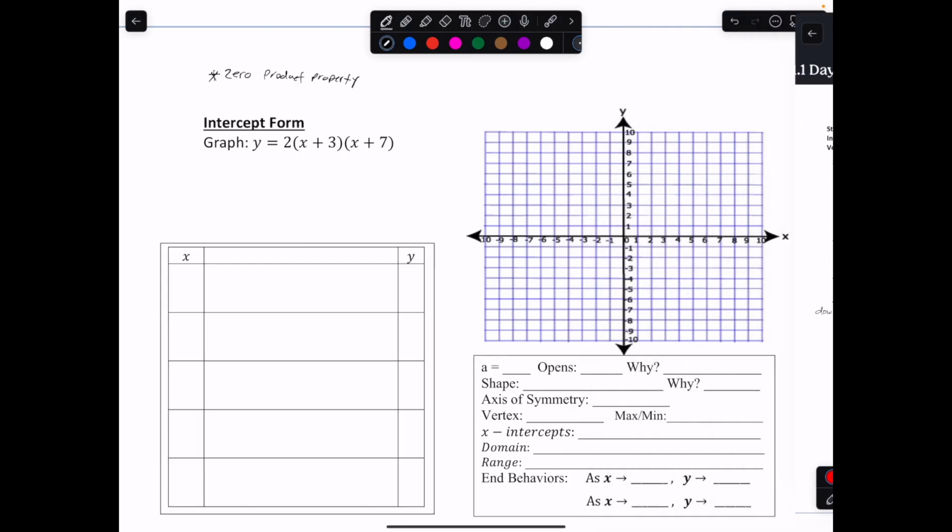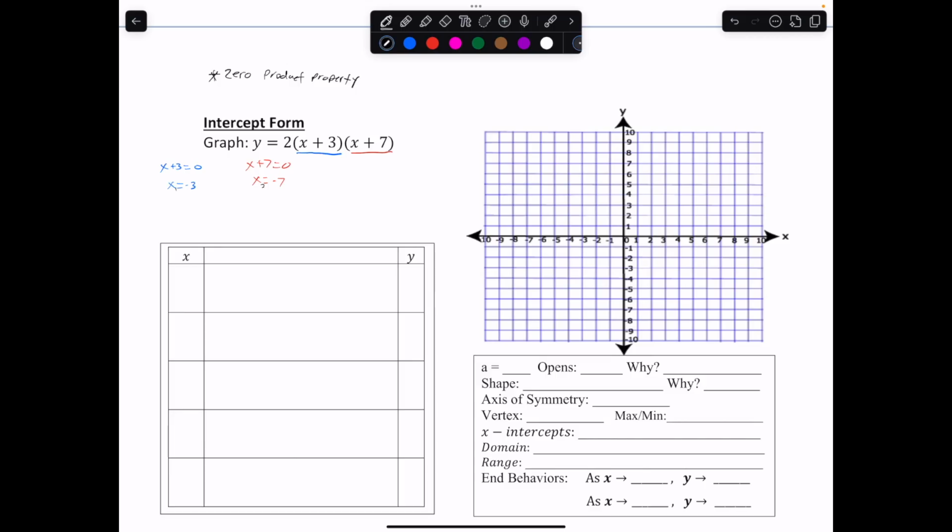Now, the zero product property says you take every part in your equation that has an x, so this guy, x plus 3, and this guy, x plus 7, they both have x's, and we set those equal to 0. So we go x plus 3 equals 0, and x plus 7 equals 0. We solve for x on each side, so here x is equal to -3, and here x is equal to -7. We can call this guy x1 and this guy x2.